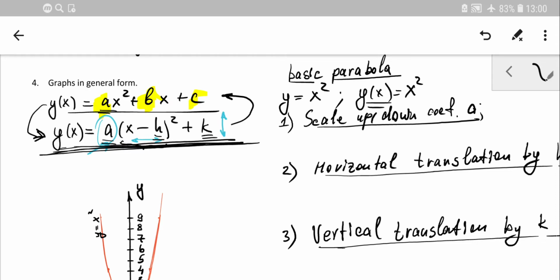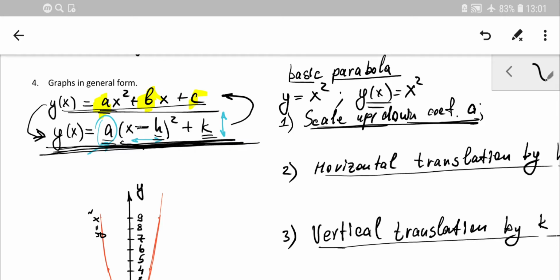But even before, we also explored scaling up, simply applying a coefficient. So right now, I'm going to show you how the general form is connected with the vertex form. That can be written this way.